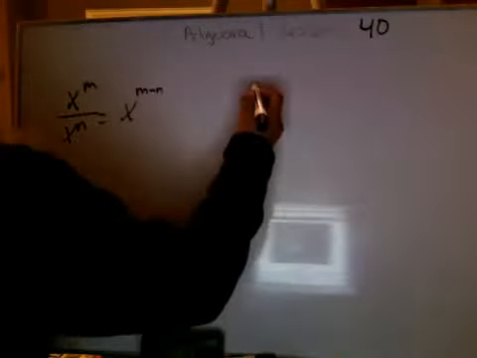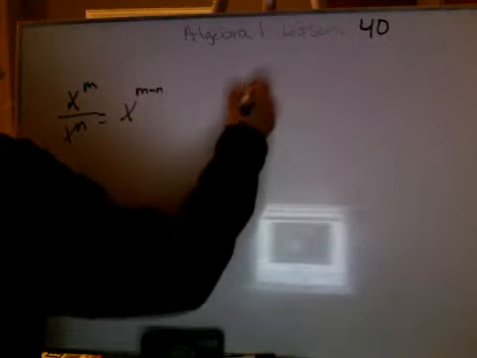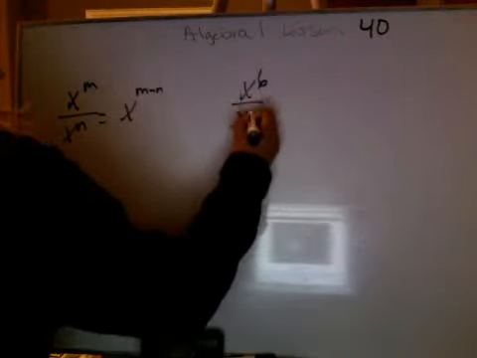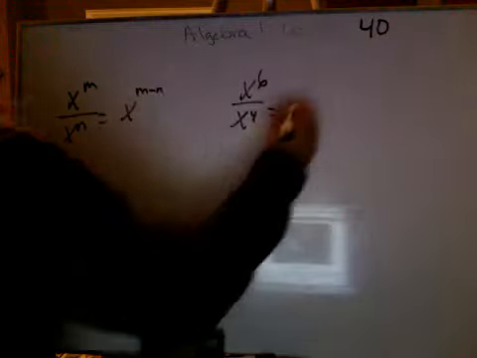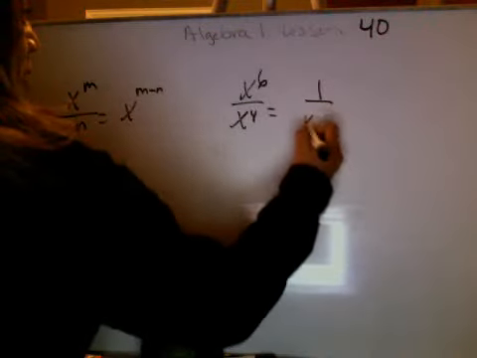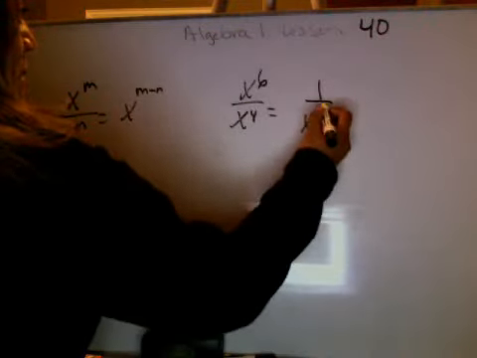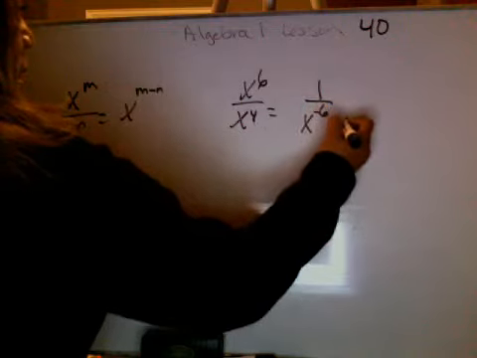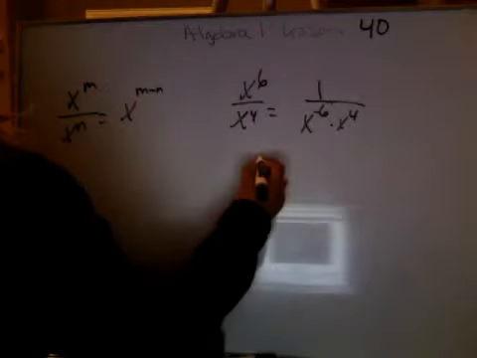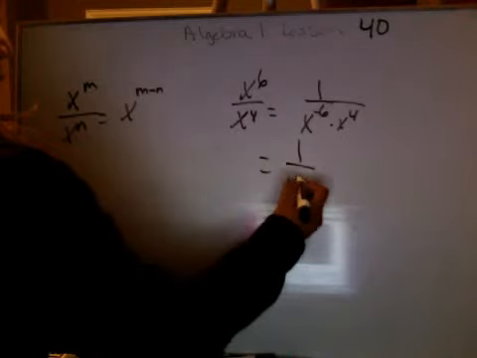So let's look at a few more. Well, they wanted to use the same one, and they want to do this in the denominator. So we've got 1 over x to the negative 6 times x to the fourth is really what they're saying. They skipped that step. I put that in for you.